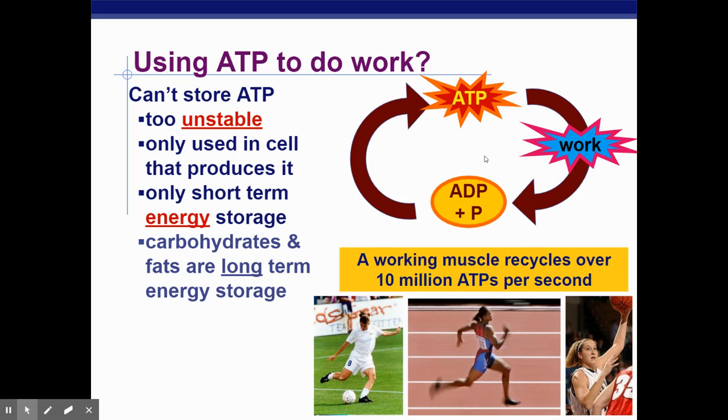And a cool little fact here, a working muscle recycles over 10 million ATPs per second. So it can recycle them very quickly in the process, in the mitochondria.